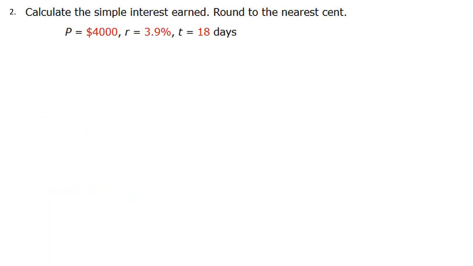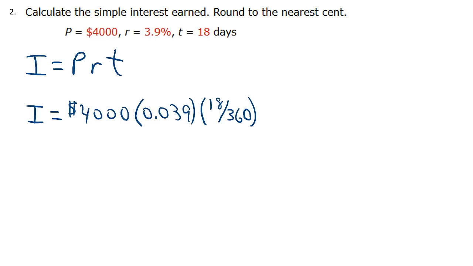Number 2. Calculate the simple interest earned, round to the nearest cent. Same setup as before. The principal is $4,000. This time the interest rate is 3.9%, and the term or the time is 18 days. The formula is still I equals PRT, but remember, time always has to be given in years. So the principal is $4,000. The interest rate as a decimal is 0.039. But we've got to change the days to years. And if you've forgotten, you need to go back and think about this.